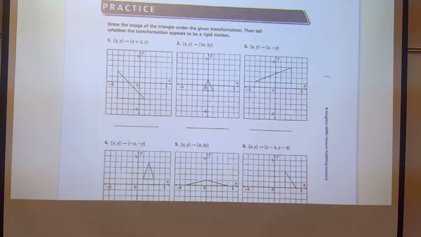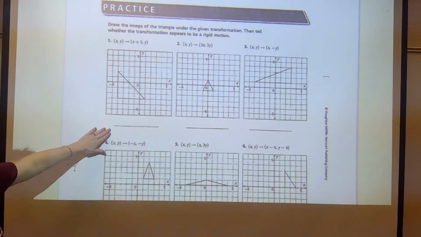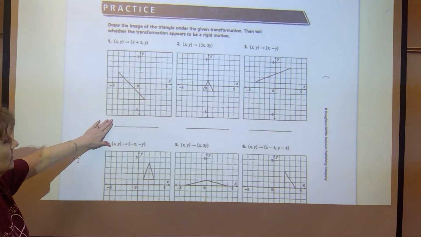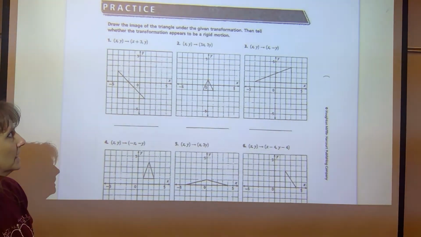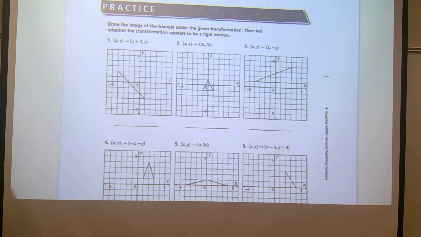All right, this practice page is just applying those transformations as given. We have just done this on the last page. So I want you to complete this on your own. I want you to label it as rigid or non-rigid in the blank below each shape, and pause your video, get that done, and then come back and I will show you the key.